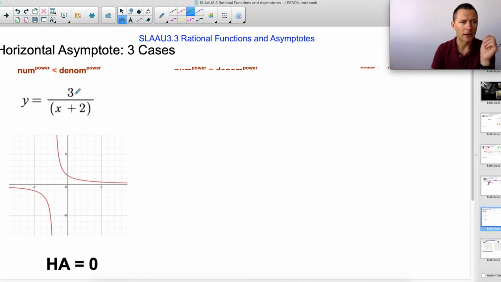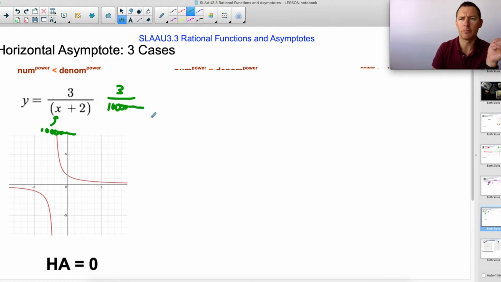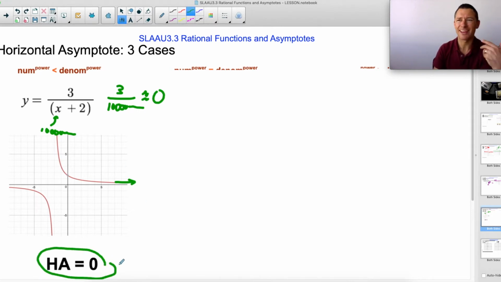Here's another one, 3 over this thing. Where's the horizontal asymptote? Well, if you put $1 million in here, you get 3 cookies divided by 1,000,002 people, which is basically 3 cookies divided by 1,000,000 people. If you take 3 cookies and give them to the population of India, basically everybody gets no cookie, right? All we're doing is saying as you go that way on the x, the denominator gets bigger and bigger and bigger. You're taking 3 finite things and dividing them among all of these people. And essentially everybody gets 0. So the horizontal asymptote is 0.